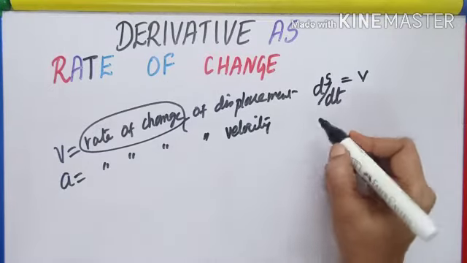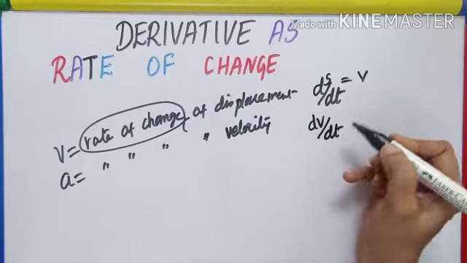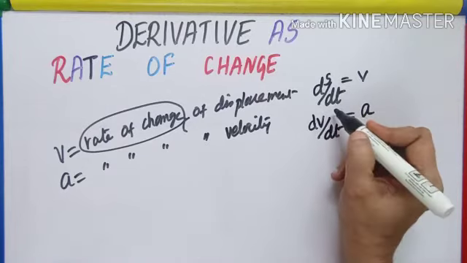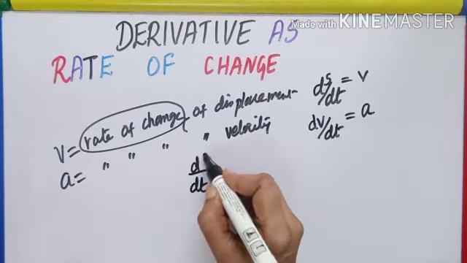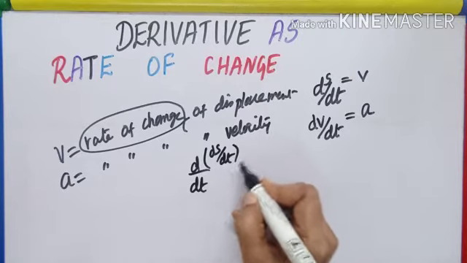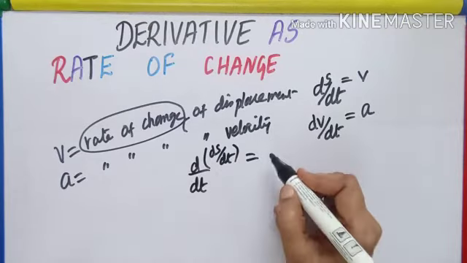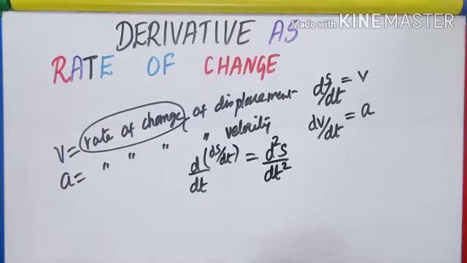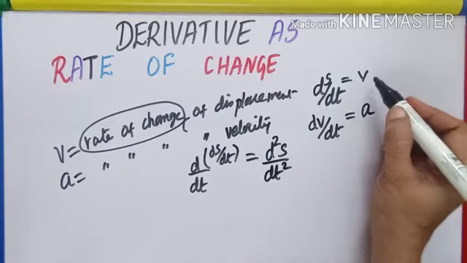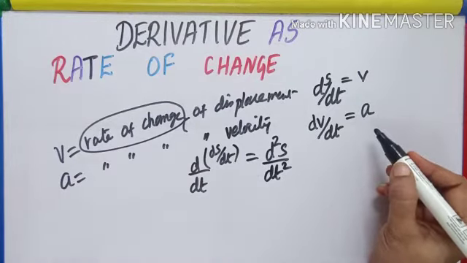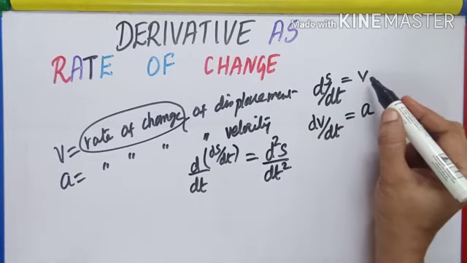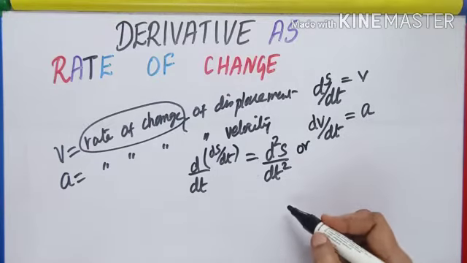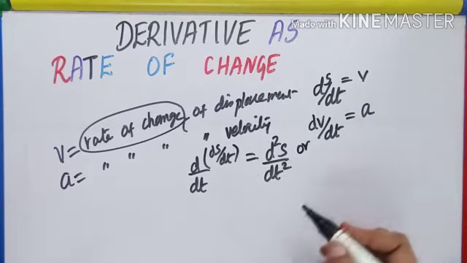Rate of change of velocity tells me dv by dt. That is for acceleration. Instead of v, I can put ds by dt. So it becomes a double derivative or second derivative, d square s by dt square. So in problems with velocity and acceleration, let us remember ds by dt gives us velocity, dv by dt or d square s by dt square gives us acceleration.